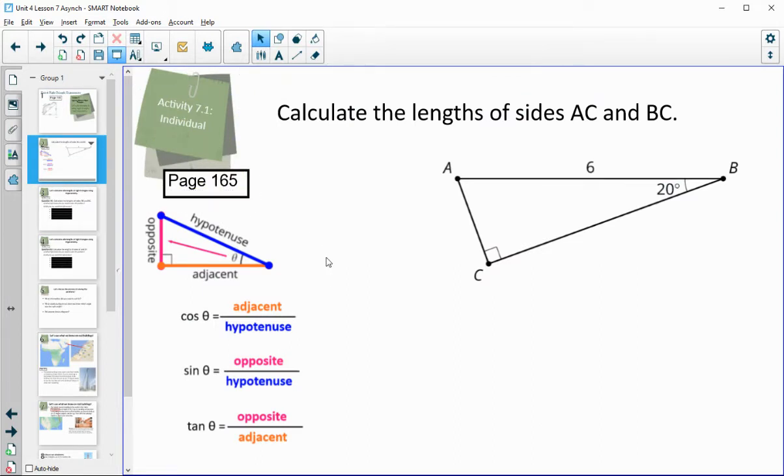Along the side, I've put your reference chart items here, reminding you of cosine, sine, and tangent. So go ahead, calculate the length of these two legs, pause the video, and come back.